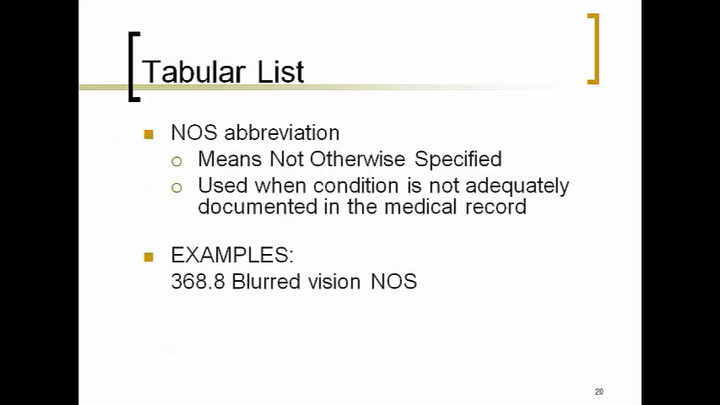The second one is NOS. That's where there's not enough specificity in the documentation to assign a more specific code. For example, blurred vision without any other qualifiers would code to blurred vision NOS or code 368.8.